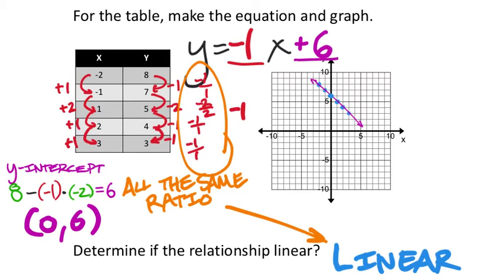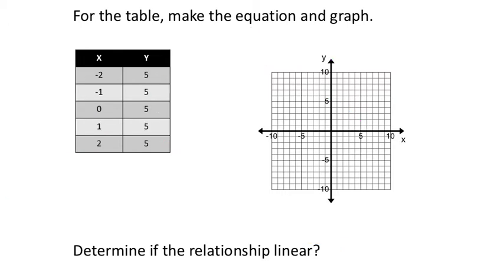And from the table we were also able to write the equation. So for the table, make the equation and the graph. This one's not too bad because right here we see, again, we're looking at the slope. y equals mx plus b, where m is the slope and b is the y-intercept. So let's go ahead and find our slope here.